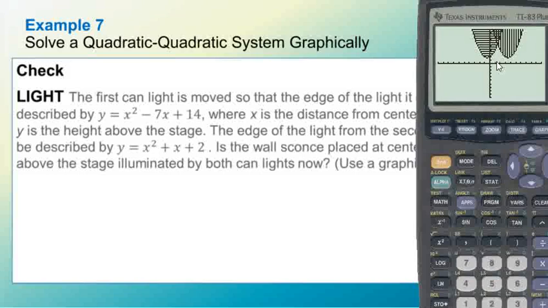It couldn't be at center stage, because if the y-axis is center stage, it would have to be in here, and it doesn't look like it overlaps unless it's way up here. So it would have to be off to the side. But for this one, no, it will not be in both. That's our lesson on solving linear-nonlinear systems.